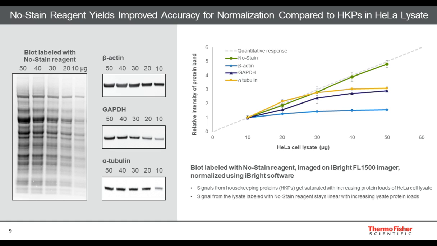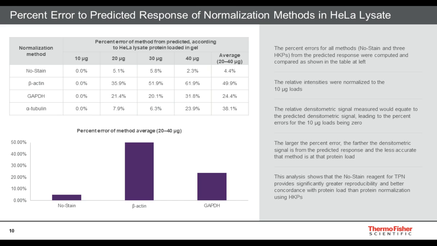So as you can see, there is this clear limitation with housekeeping proteins where the protein loads are not properly represented, but with No-Stain labeling reagent, you do get a linear response throughout the range of protein lysate, which really results in a very accurate quantitative Western blotting result.